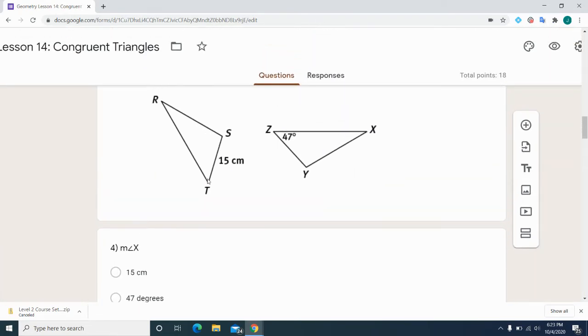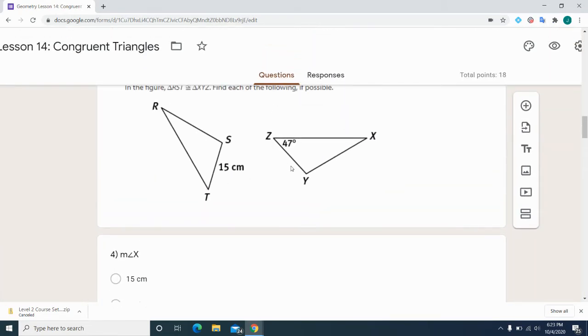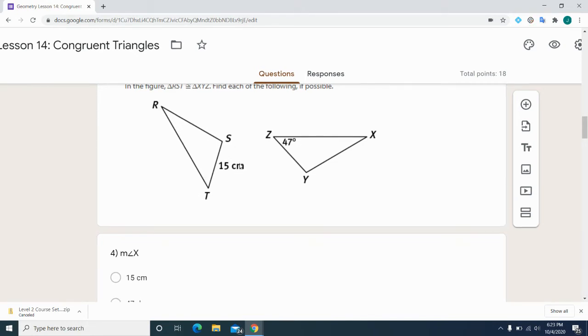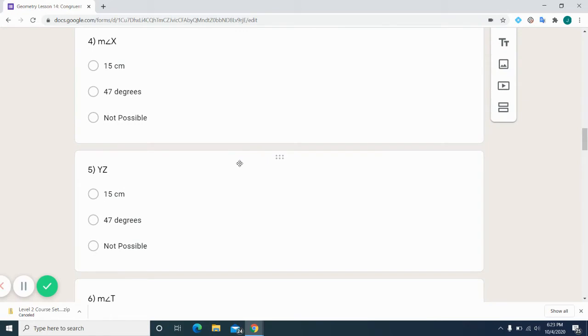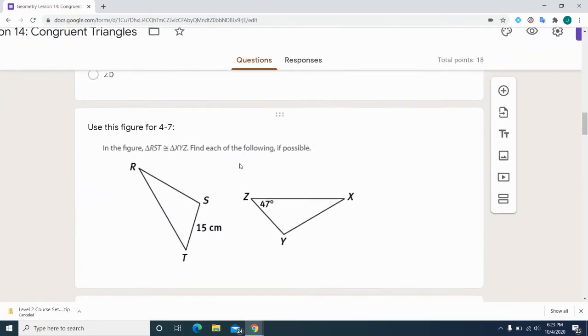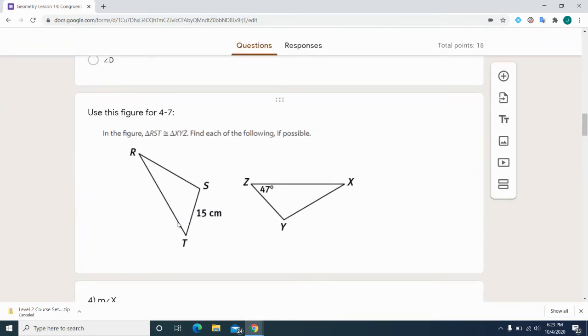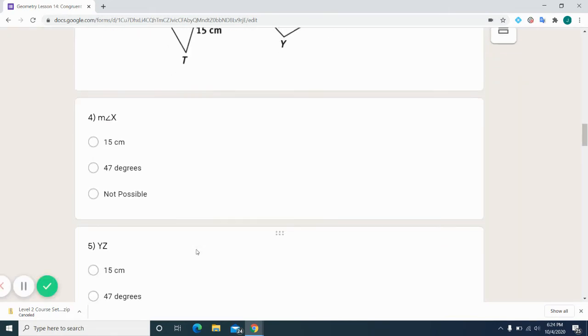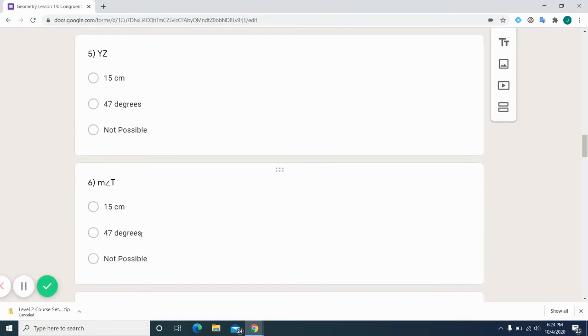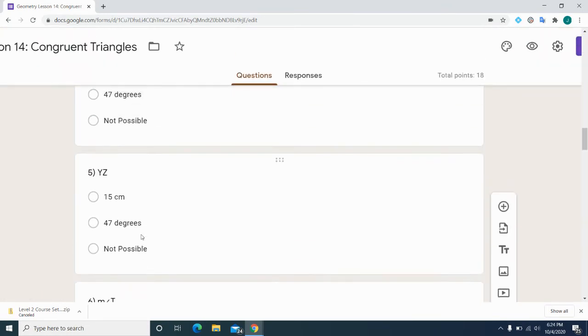What about YZ? Can we figure out YZ? The short end, YZ, the short end is 15 centimeters. So these are both the same. So we can say 15 centimeters for YZ. Measurement of angle T. Angle T is the same as the last angle here. T is the same as Z. What do we know Z is? 47. So what's T? 47. So T is 47.